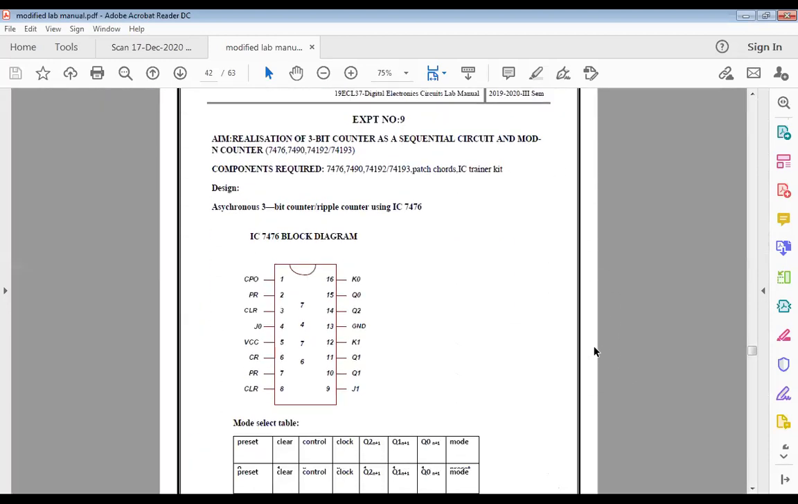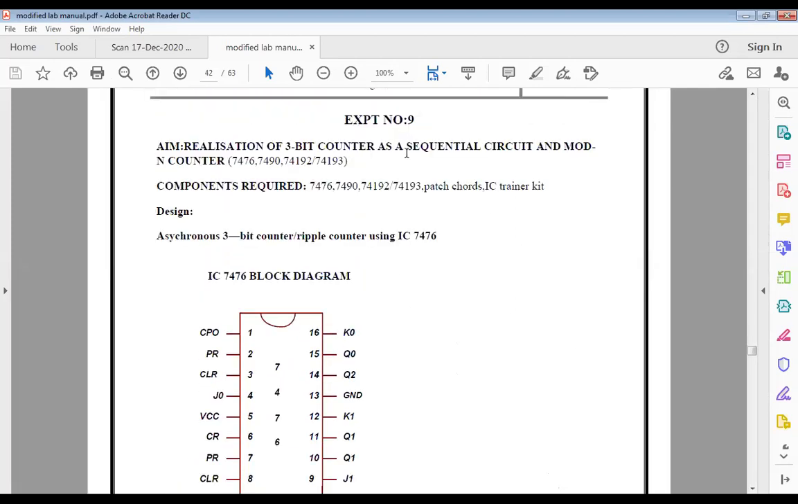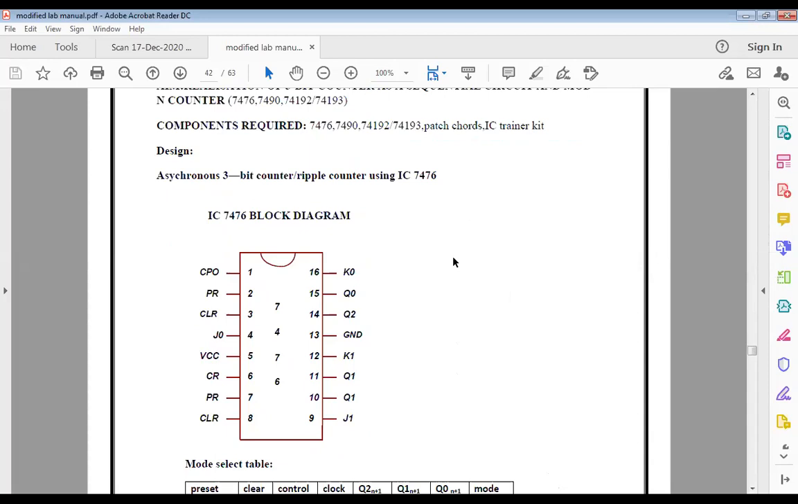Okay. So today we are going to look into realization of 3-bit counter as a sequential circuit and mod n counter. So we are going to make use of the ICs 7476, 7490, 74192, and 74193. Right. So for our asynchronous counter, we use the IC 7476, the first one. Asynchronous, I think now you know the meaning, right? Which means the outputs are connected to the next subsequent flip-flops.